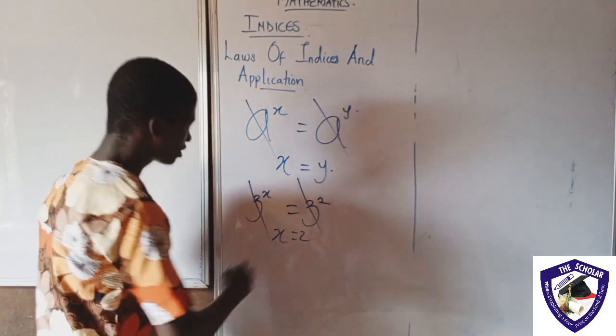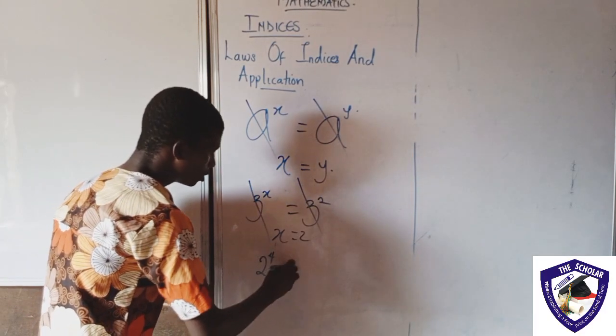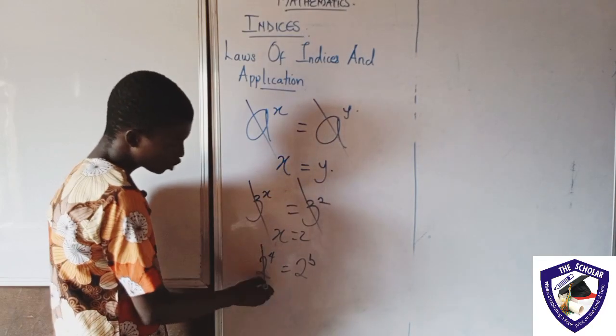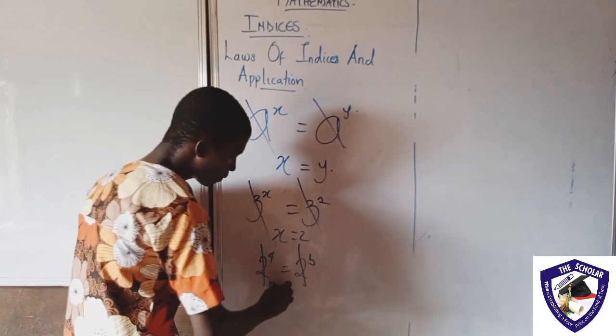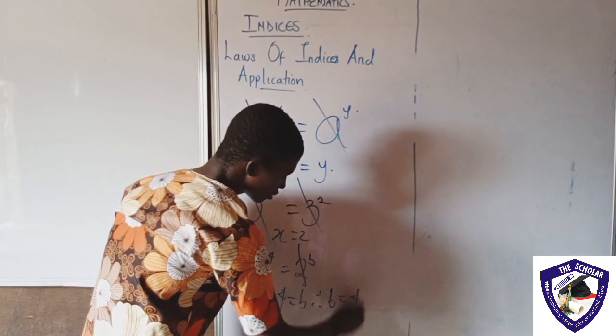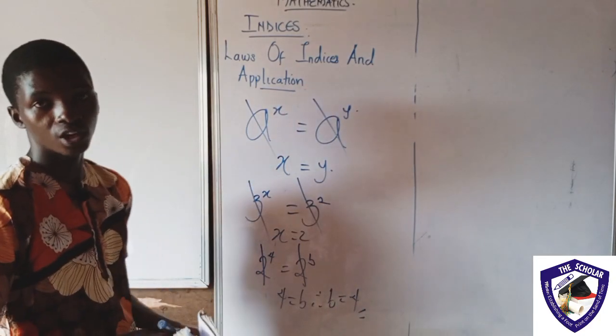Let us also take for example 2 raised to power 4 equivalent to 2 raised to power b. Here it says that 2 eliminates 2, so therefore 4 equals b, which is b equals 4. That is for the law of indices.